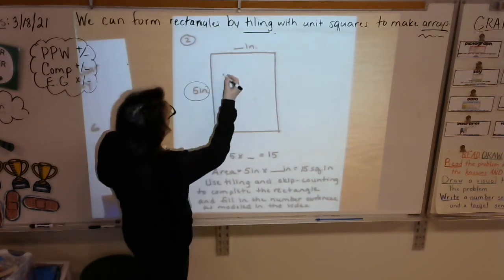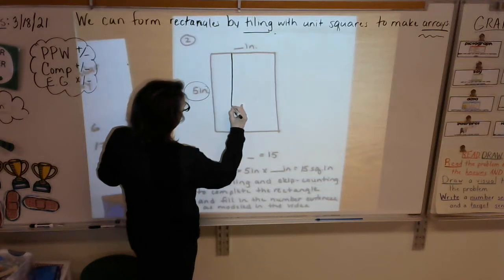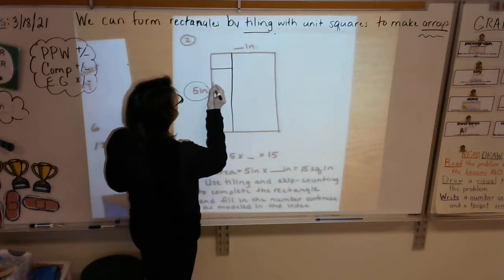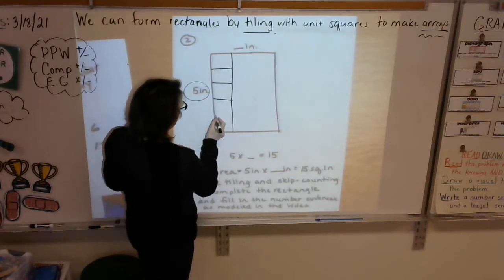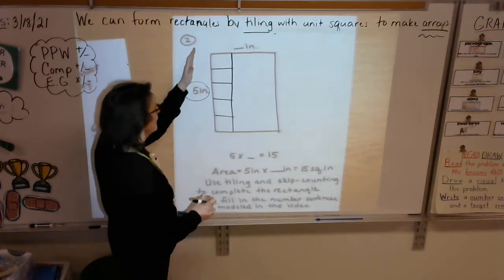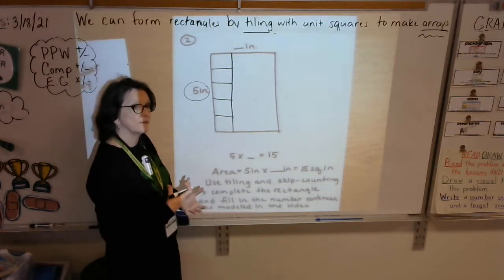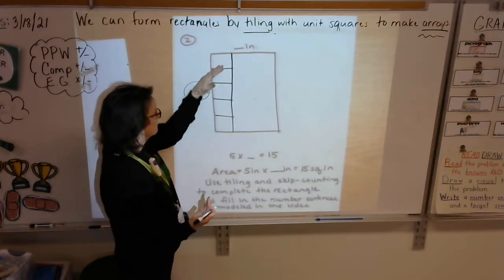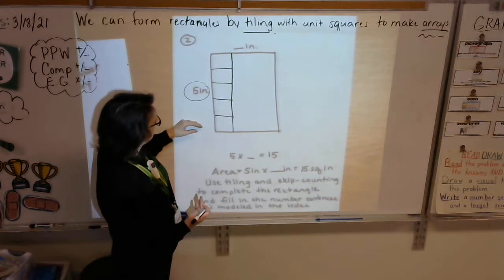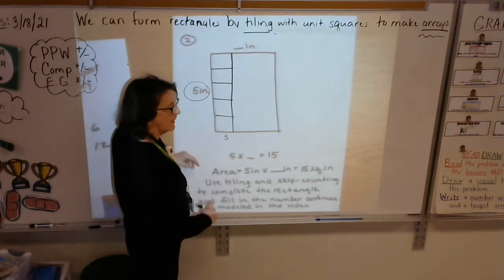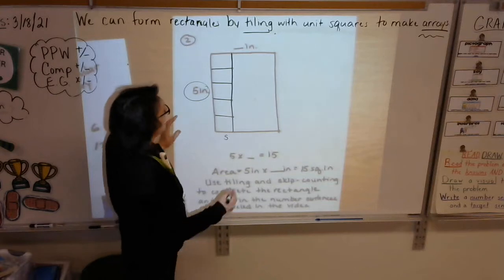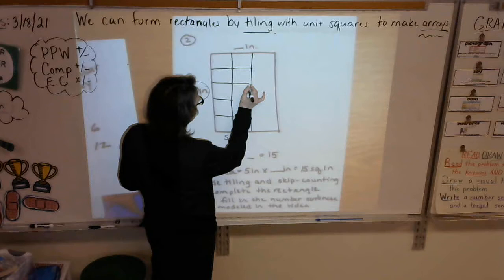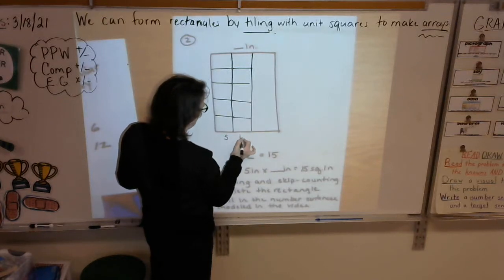But let's go ahead and fill in this first side. It's 5 inches, so we will need 5 tiles. 1, 2, 3, 4, 5. So I have my one side. Remember, if you count the tiles, or if you have the side length, you will draw that many tiles. So I have 5 tiles there. So I'm going to put my 5 there because I'm going to skip count. Okay, I'm going to do another column with 5. So now I have 10 tiles.